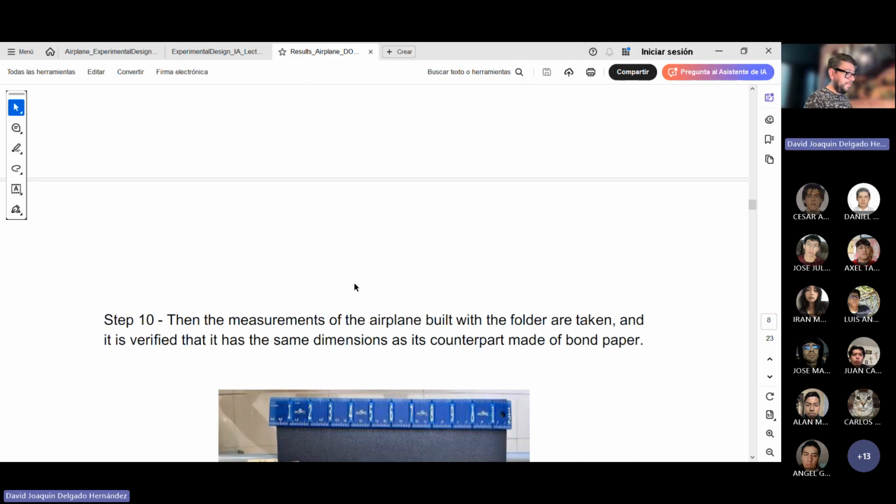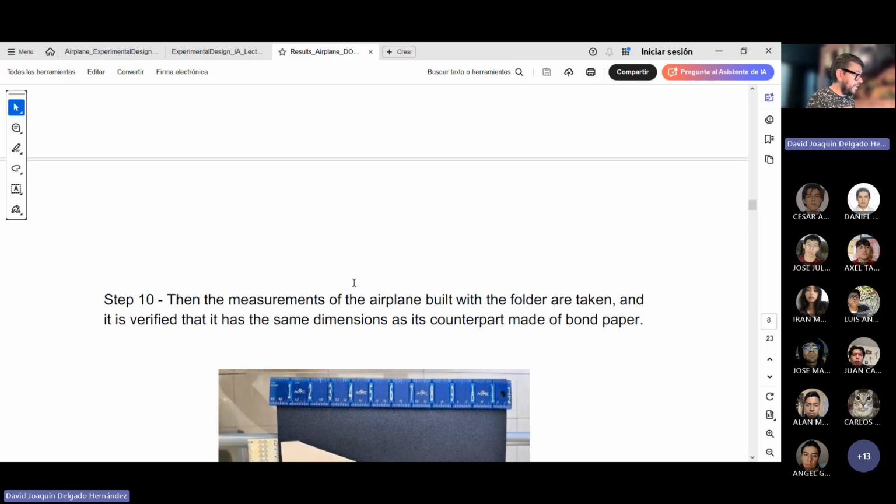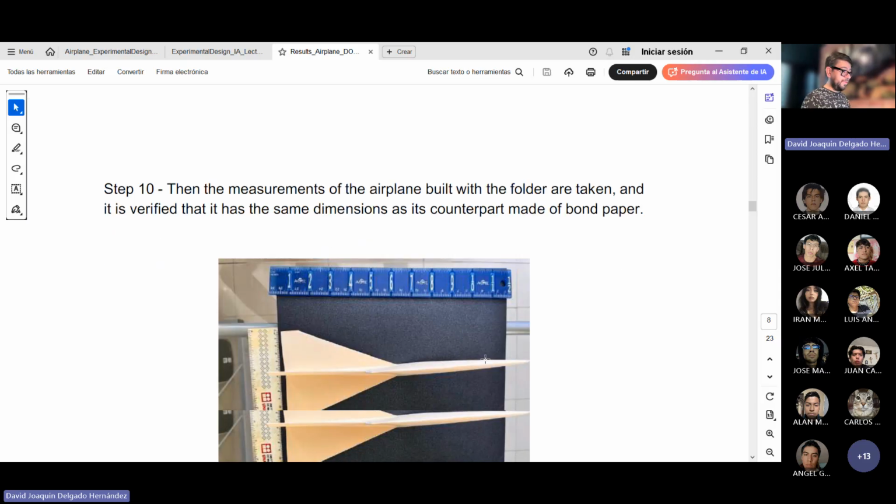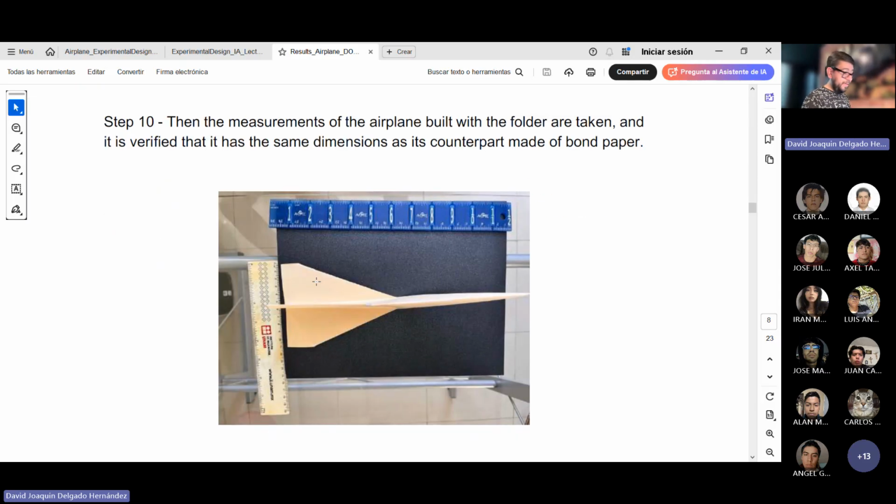Step number 10, then the measurements of the airplane built with folder are taken, and it is verified that it has the same dimension as its counterpart made of bond paper. So look, this is the folder, and again the wings are very short.